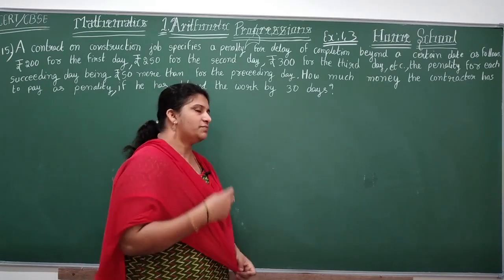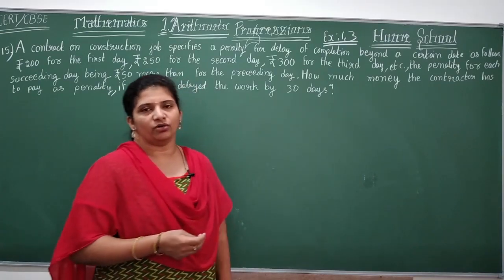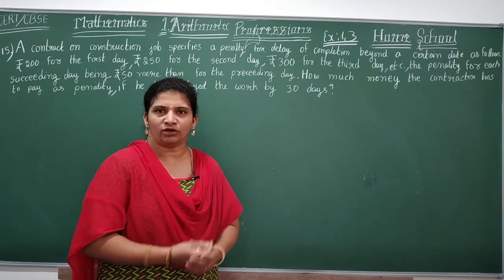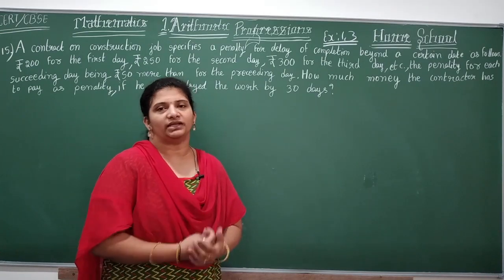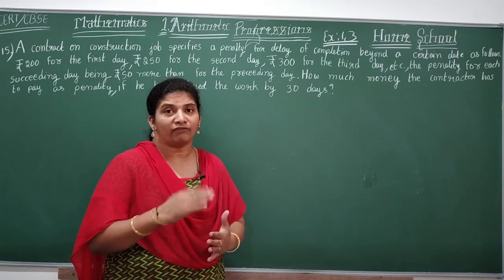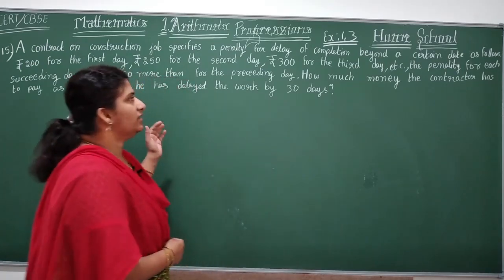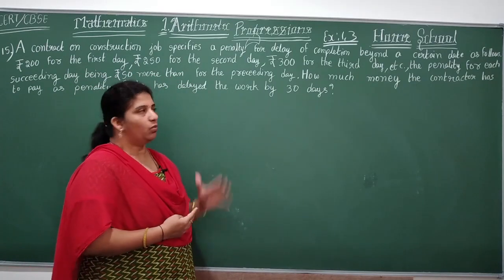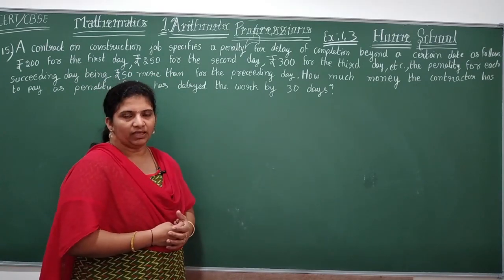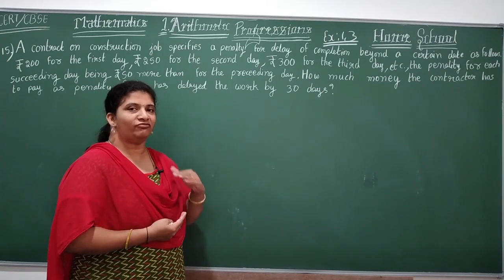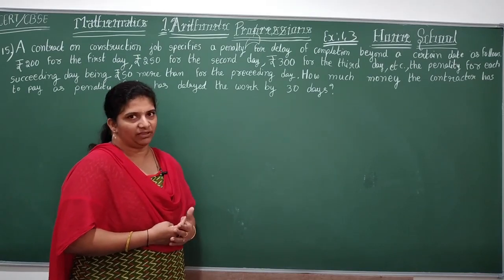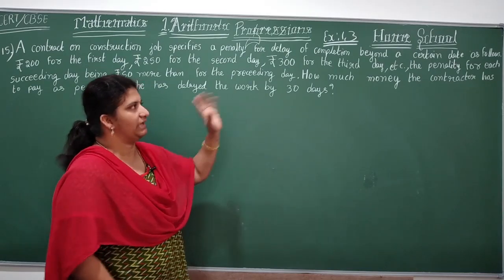Suppose some work has been given to you. That work in time we need to complete. If not completed in time, what happens? We have to pay the penalty. In the same manner, the contractor had got some work to complete in time. If he had not completed, every day penalty will be there. That is the first line.